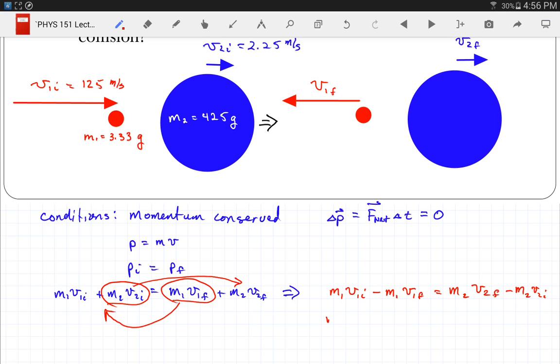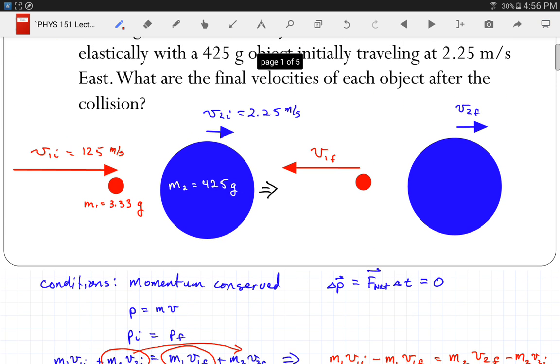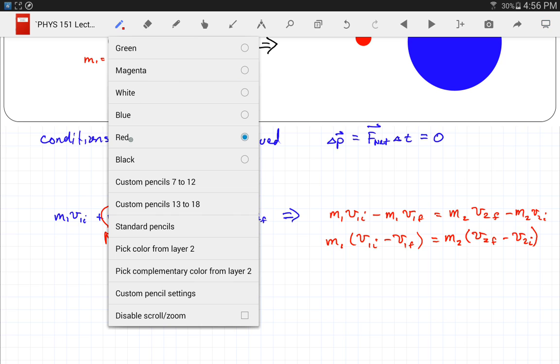Now, as we like to do, I'll factor out the masses, so mass 1 times v1 initial minus v1 final equals mass 2 times v2 final minus v2 initial. Now that's my equation for conservation of momentum, but note that we had two unknowns. I don't know v1 final and I don't know v2 final. One equation relating these is not going to give me my answer. I need the same number of equations as I have unknowns. So I need to go to a second condition.